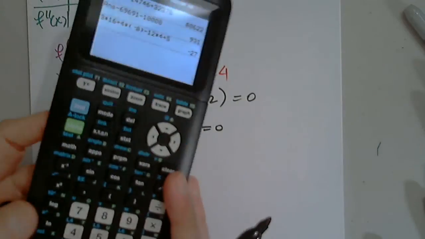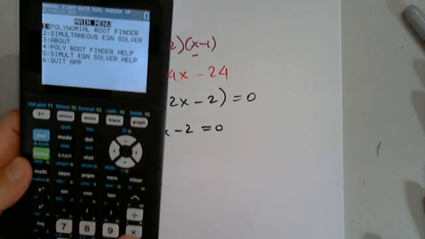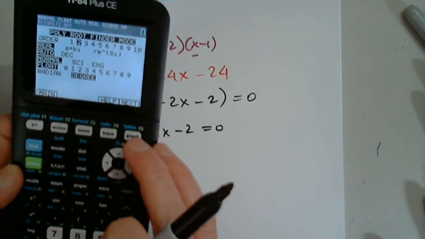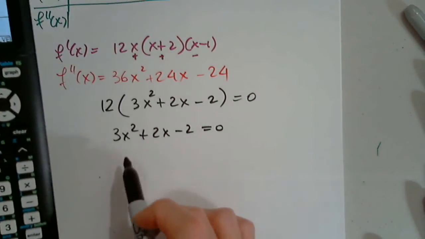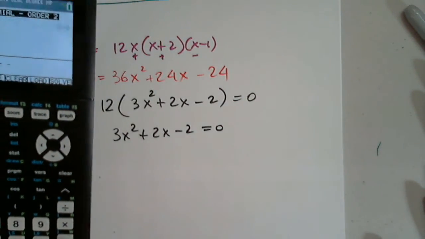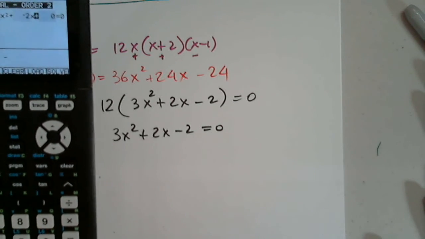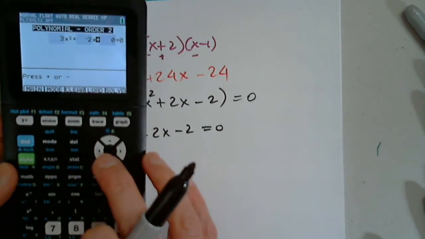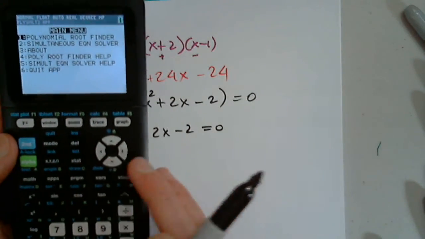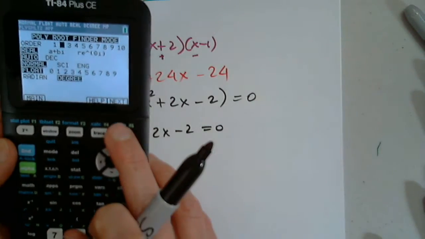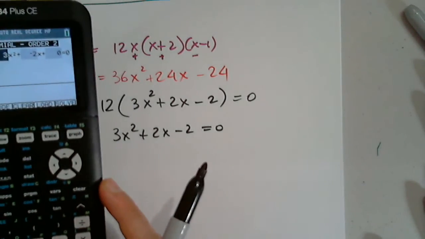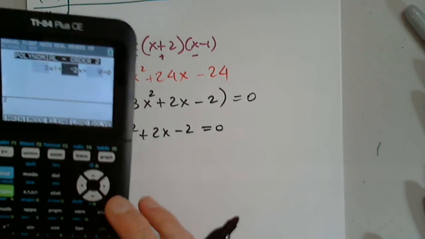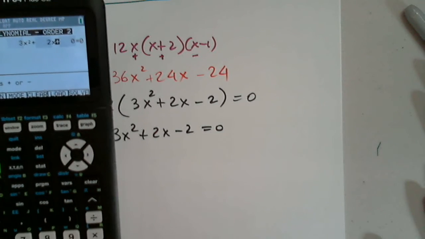And thank you for refreshing my memory where that is, number 9. So this is degree 2. And the coefficients are 3, 2, and -2. It didn't take that for some reason. I have to do it again. Okay, degree 2, yes, 3. Yes. The next one is positive 2. Enter. And the last one is negative 2.